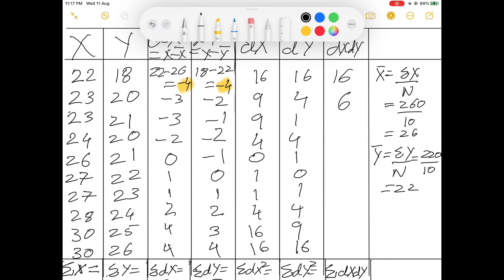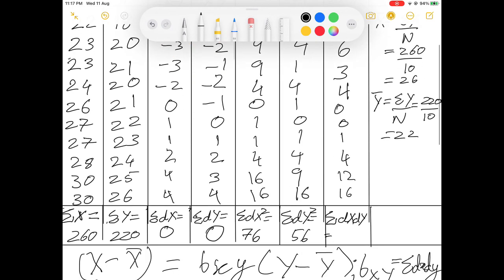Alright, so minus 3 into minus 1 is 3, minus 2 into minus 2 is 4, 0, 0, 1 into 1, 1, 2 into 2, 4, 4 into 3, 12, and 4 into 4, 16. Now the summation of dx dy values. When I multiplied dx into dy and summed all those values, it is 62. Alright. So now let's calculate bxy and byx values.